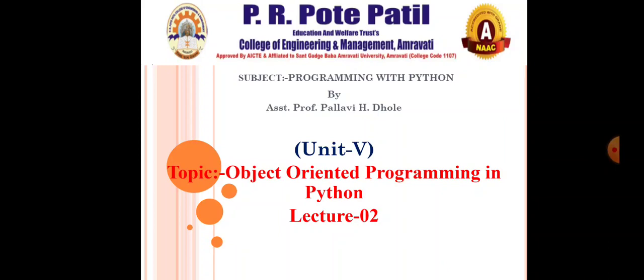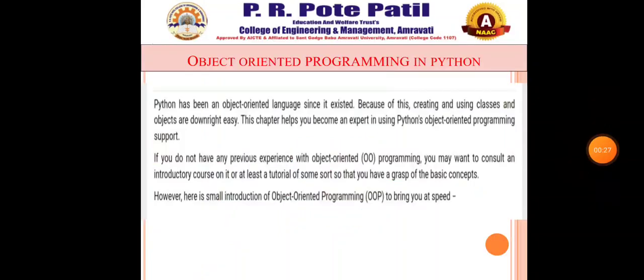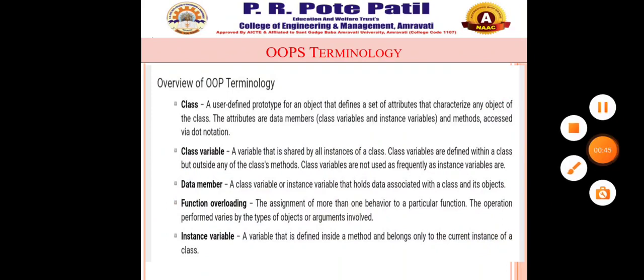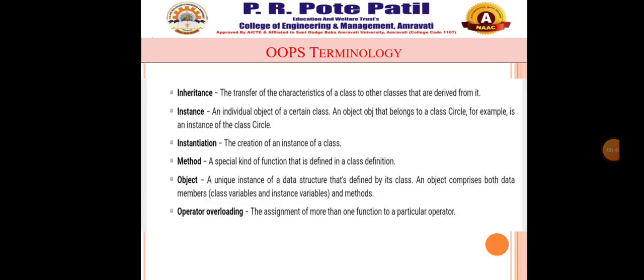In the last lecture, we started with unit number 5, the object-oriented programming concept in the Python programming language. So let us recap what we studied in the previous lecture. Basically, we saw the different aspects of object-oriented programming, which is in use in Python. These are the OOP terminologies: class variable, data member, functions, overloading concept, instance variable, inheritance, instantiation, method, object, and operator overloading.